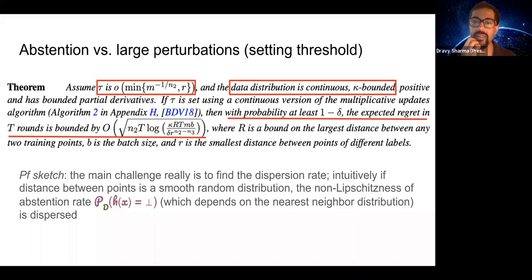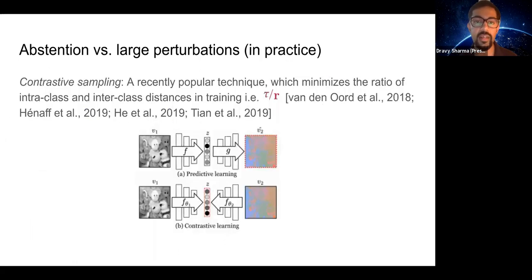But it's not clear whether these dispersion conditions, or these assumptions, actually hold in practice. So we also did some experiments, since learning people are more excited by experiments anyway. And we found this technique, which is very similar to the ideas that we have here. So I'll briefly explain what it is.